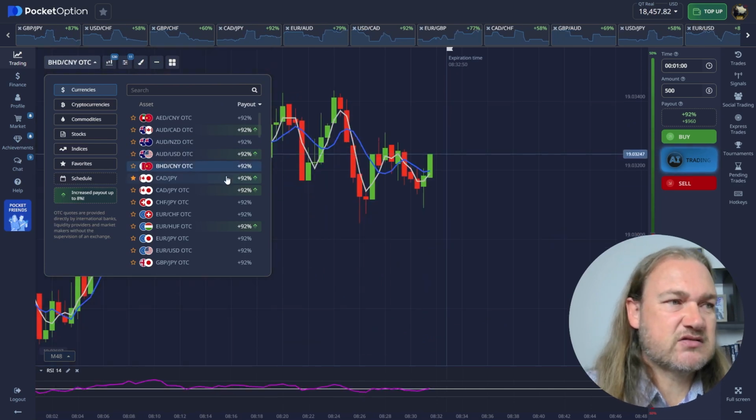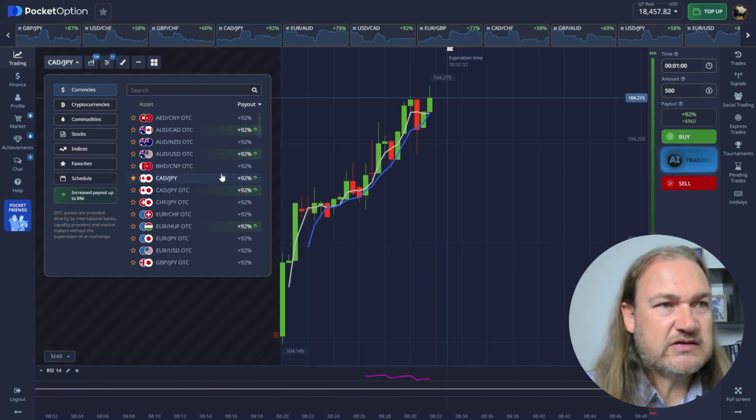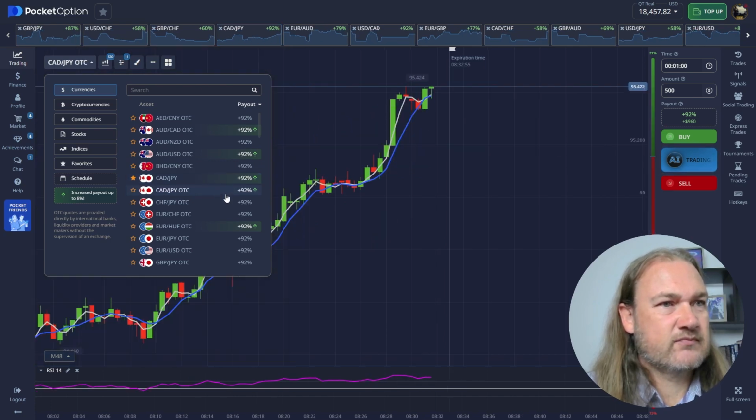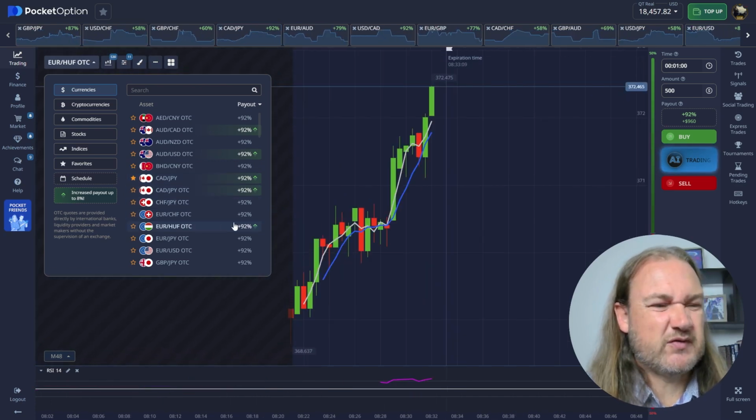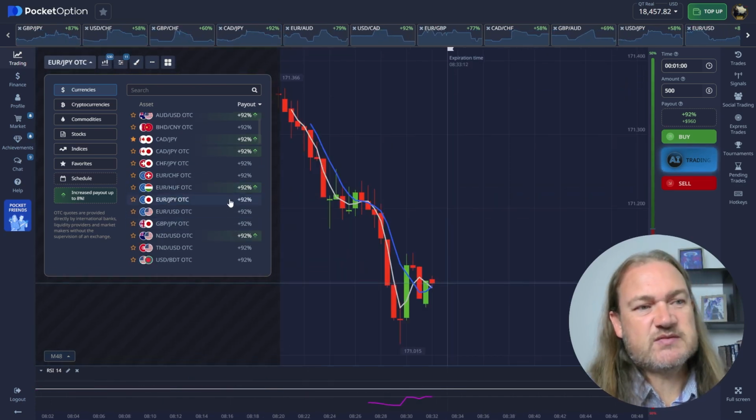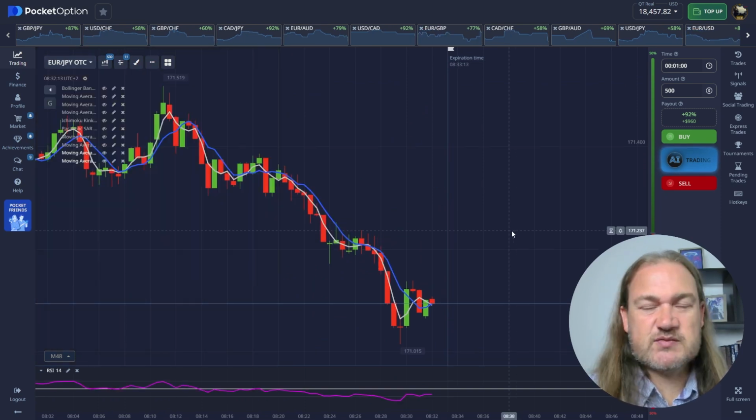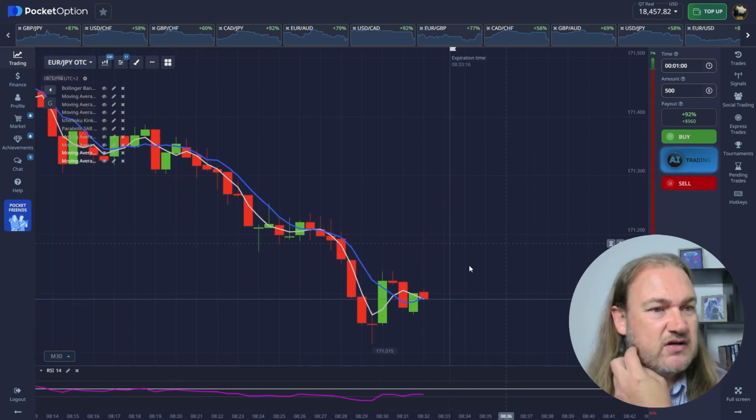Because it's a 30-second chart, we won't take too long to find some nice entries. We'll just flip through a few assets. Sometimes it's going to take a while for you to find an entry. Sometimes it'll come really, really quick. Let's see what happens here.